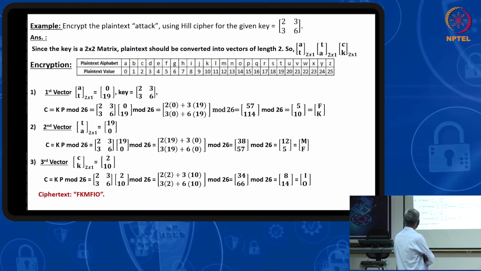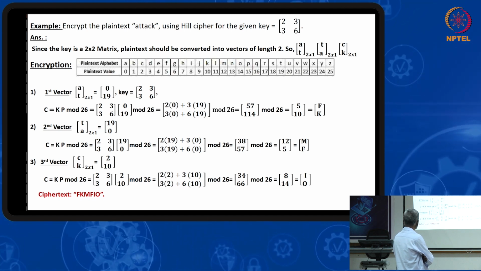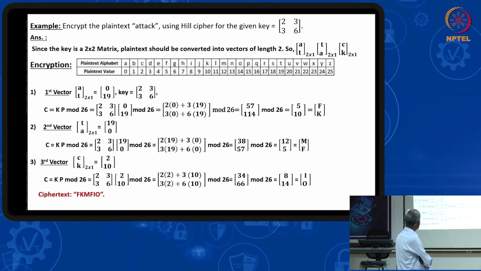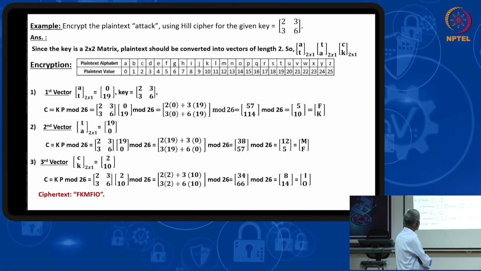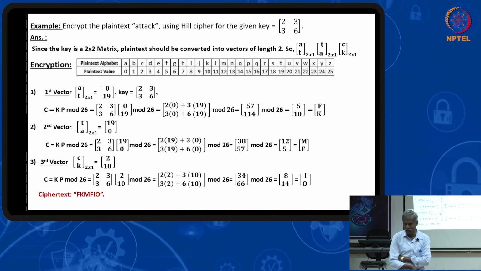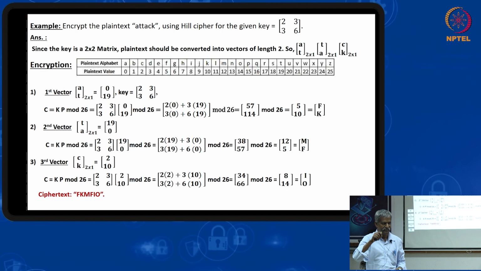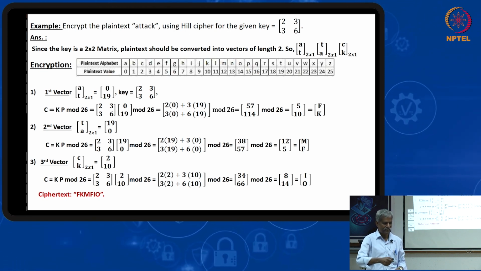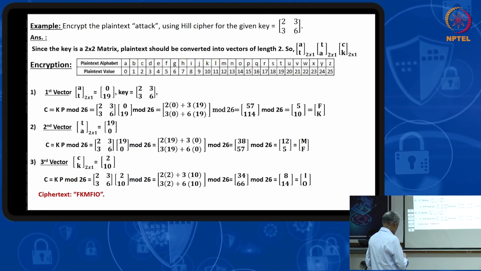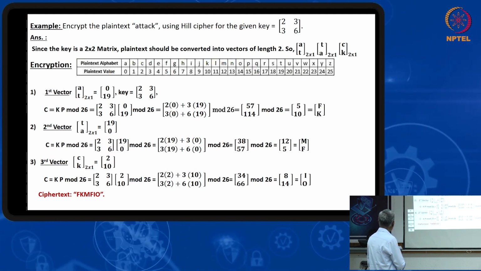ATTACK, we are splitting like this: AT, TA, CK. Three columns we are taking. The reason is that we are going to make it a 2 by 2 matrix, as the key they are giving us is a 2 by 2 matrix. Since the key is a 2 by 2 matrix, the word ATTACK is divided into AT, TA, CK. So first we will encrypt the first one, AT. A will be 0, T will be 19.